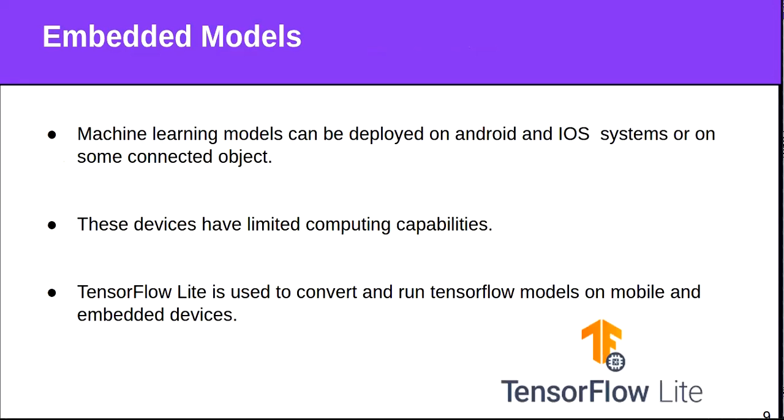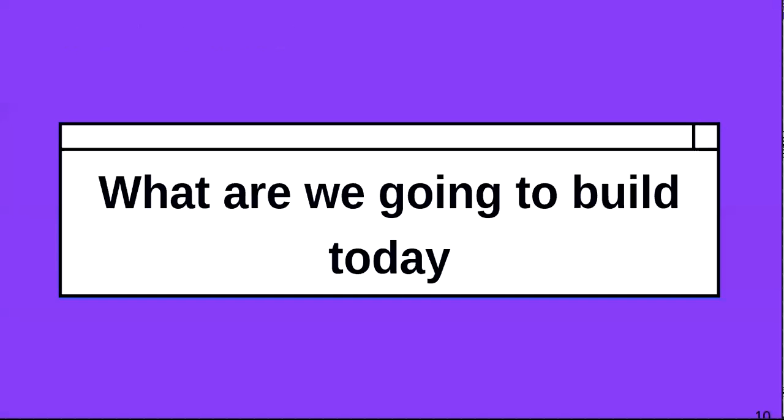The third case is embedded models. When talking about deploying machine learning models, we sometimes want to deploy them on Android systems or on some connected objects, and these devices have limited computing capabilities. So we might want to think about, for instance, using TensorFlow Lite to convert and run TensorFlow models on mobile and embedded devices. So these were the three main cases of deploying a machine learning model, and today we're going to focus on serving it as a web service.